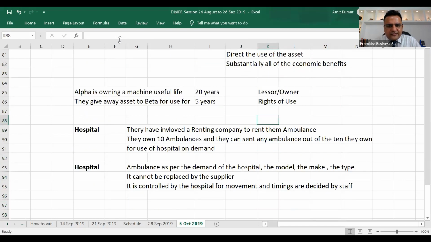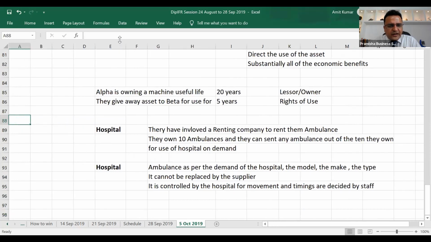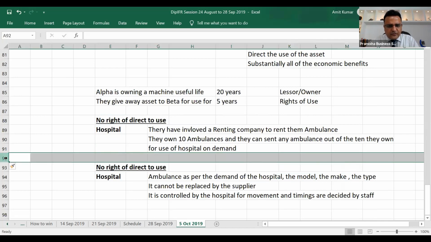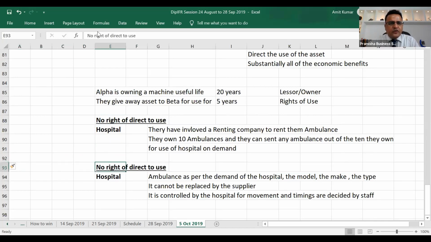In the first case, there is no right of directing the use, so it is not a leasing arrangement. In the second scenario, there is a right to direct the use of an asset. So it's not just about controlling, it's about who is actually owning the right to direct the use of an asset, who is still able to interfere in it. And if there is any interference in it, then it will not be considered a right of use asset in control of the management.